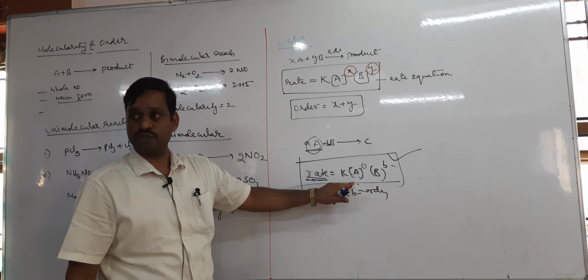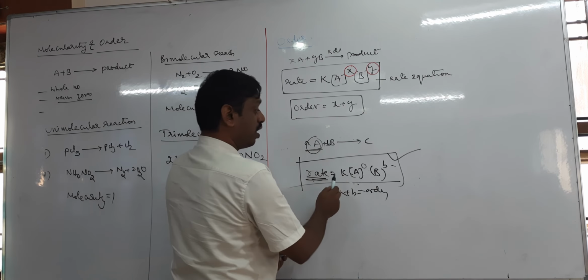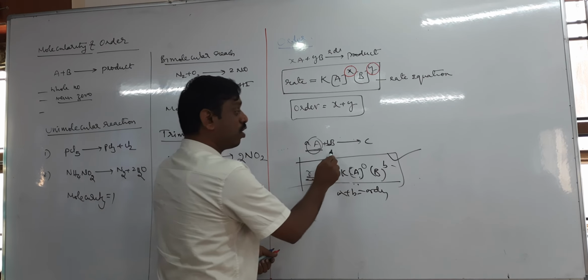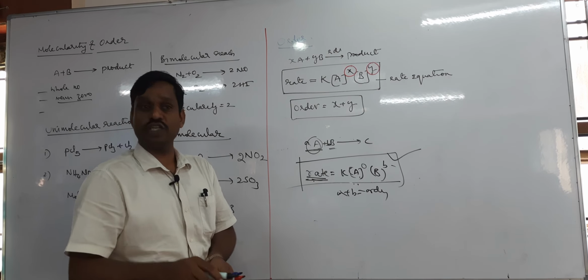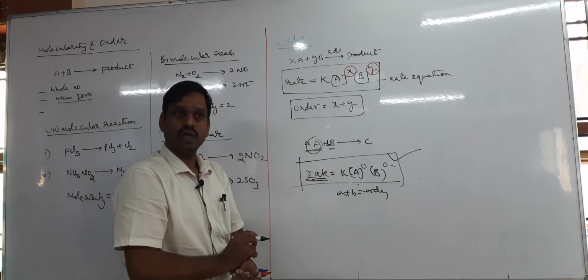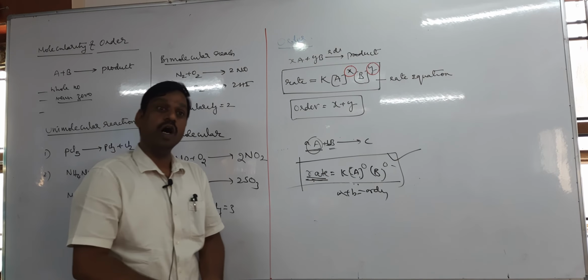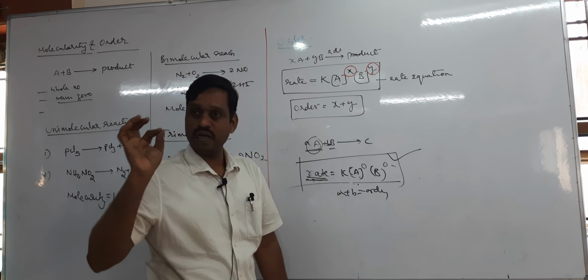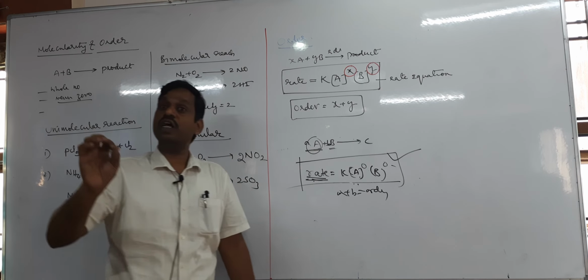It is the experimental equation. If it is experimentally determined that B is also not changing concentration, A is not changing, B is also not changing, then B power is also 0. Then tell me, what is the overall order? 0. That means order may be 0, order may be a fraction, and yes, order may even be negative also.